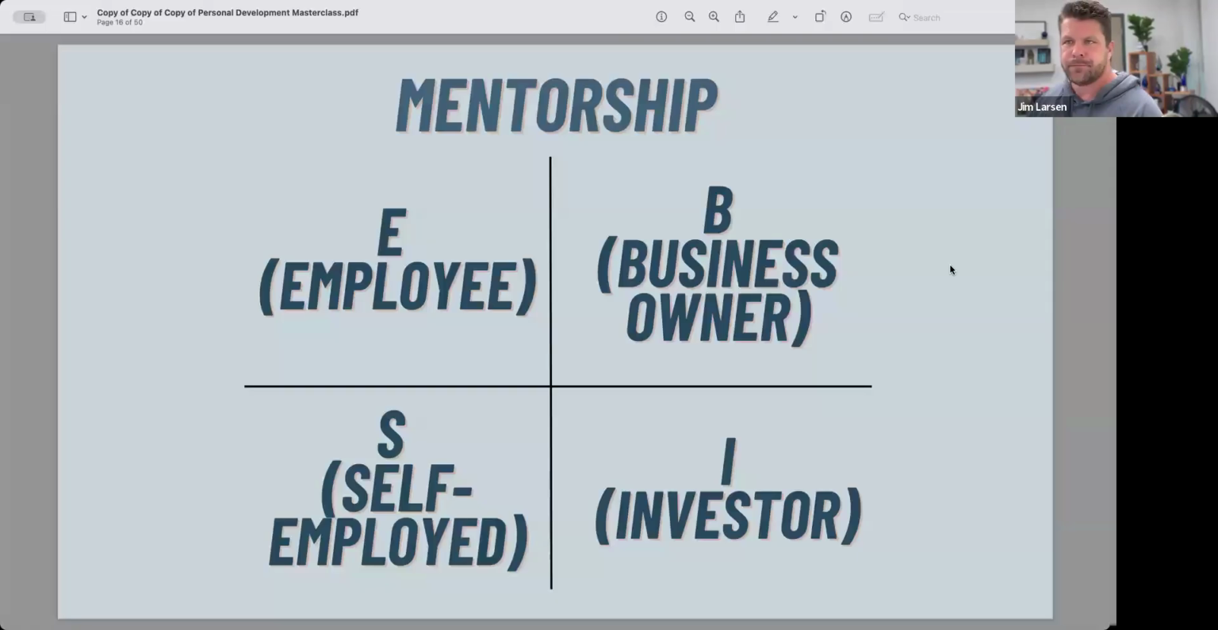Robert Kiyosaki's four quadrants. What are these quadrants called? Someone help me out, I'm having a brain fart on it. Yeah, Cash Flow. There we go. All right.